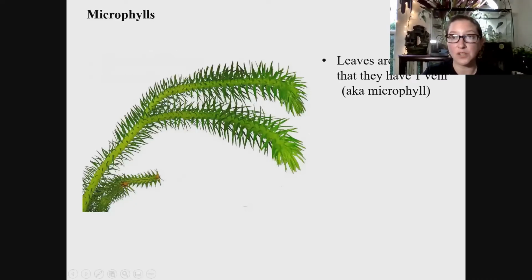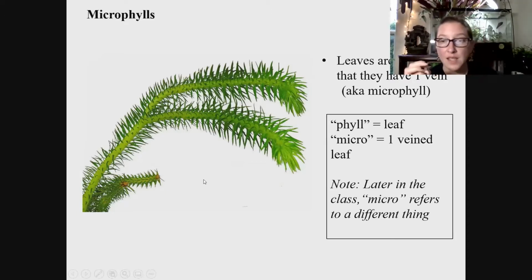So here you go. These are microfills. Maybe my head is blocking it, but what it says is leaves are simple in that they have one vein, aka microfill. On the left, you have a stem, and all those little pokies coming off the stem are microfills. This stem is from Lycopodium.